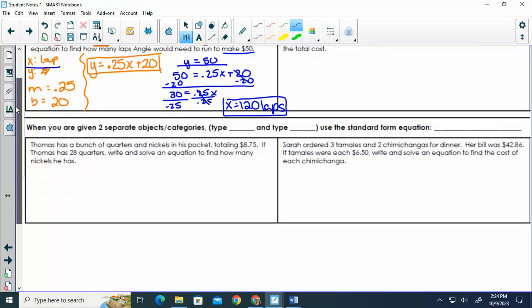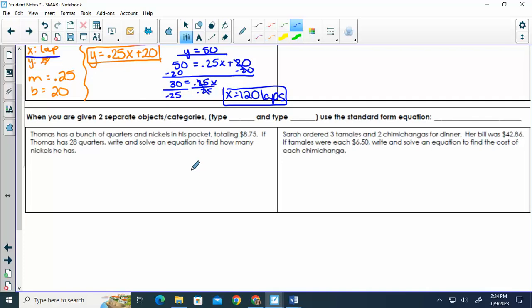All right. We are going to go down to the next type. So this is when we have two different objects or categories. So usually we use one of them for the X and one of them for the Y. I'm not giving you full ordered pairs, we just have two different things. So we're going down, we're working the problem below this. So we use the standard form equation. AX plus BY equals C.